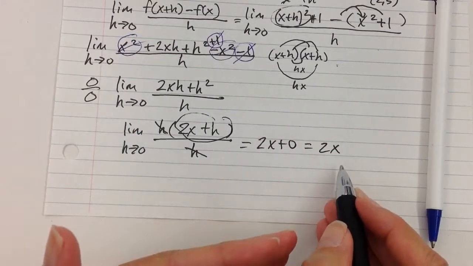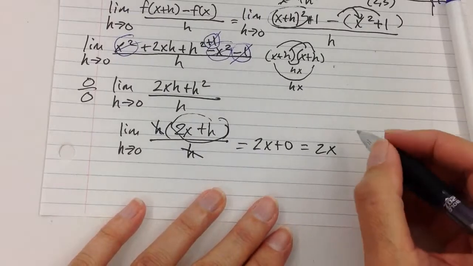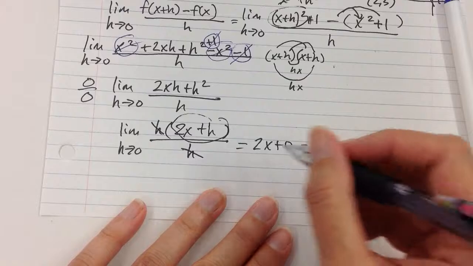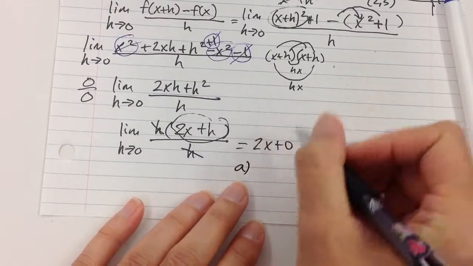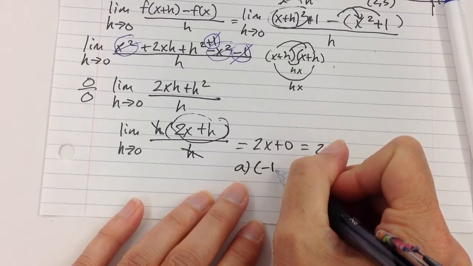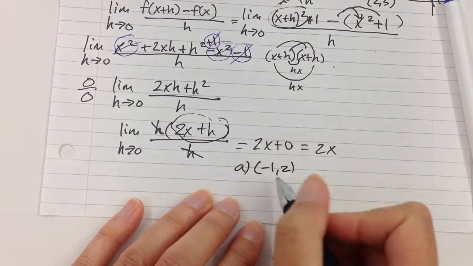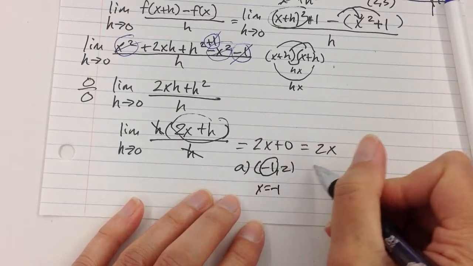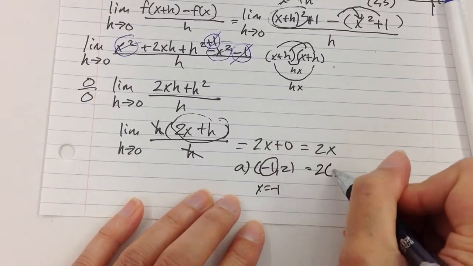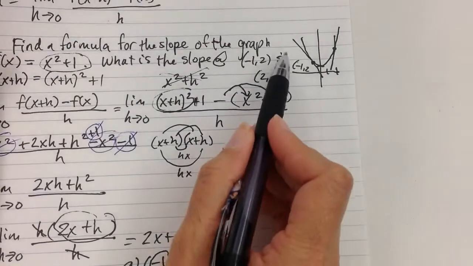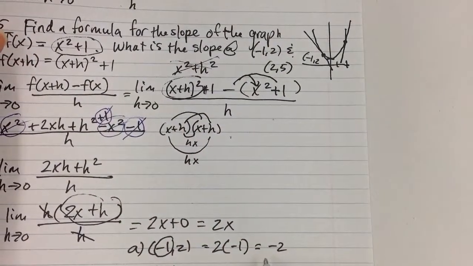Whatever the x coordinate is, this is the equation for the tangent slope. So let's say the first question asked me what is the tangent at negative 1, 2. All I need to plug in is the x. All I care about is the x. X equals negative 1. So I'm going to plug in 2 times negative 1. So the slope of this line right here is negative 2. That's what we just found.